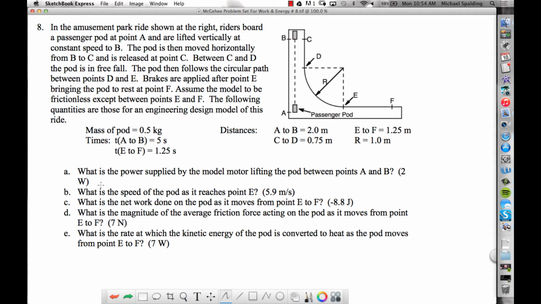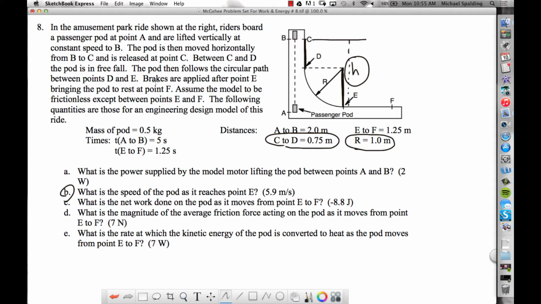When we get to part B here, we're going to need the vertical drop from there to there, right? The H. Now what's that H going to be? It's going to be the distance from C to D, which we have right here. And then what are we going to add to that? We're going to add the radius, right? Because this would be the radius of that circular path to get the total height H.